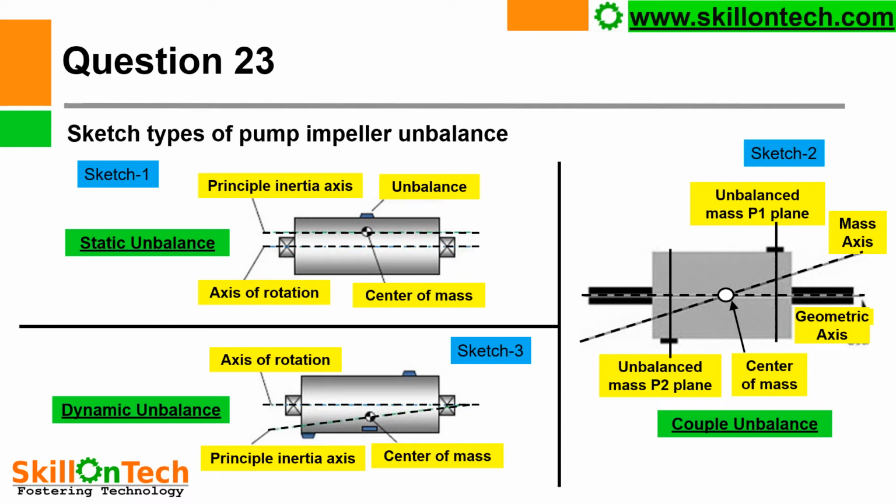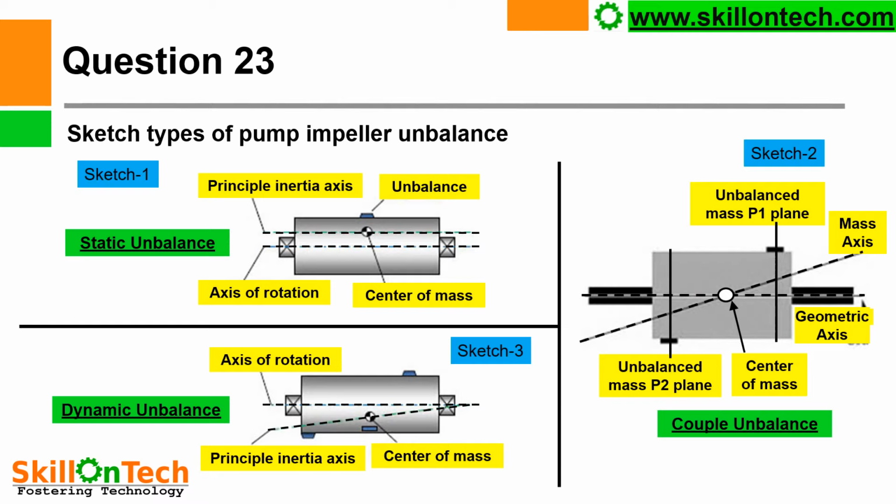This results in the axis of rotation passing through the principal mass axis, but it is not parallel to it. So this kind of unbalance is called couple unbalance. Now you can see sketch 3, where a dynamic unbalance is shown. Dynamic unbalance is a common type of unbalance. It is a combination of static and couple unbalance.